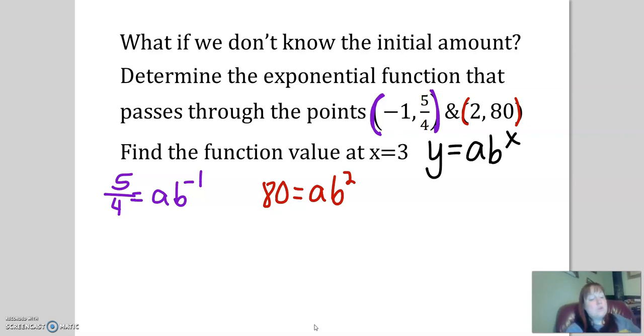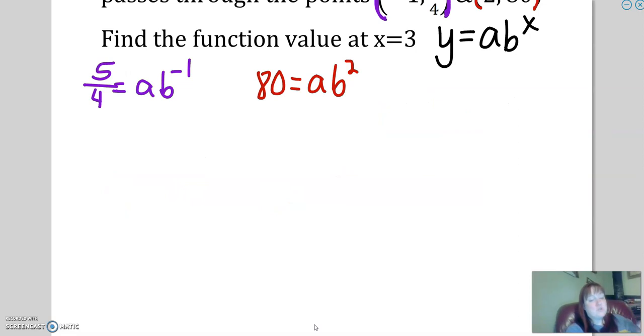Okay, so I have these 2 things, and I know both of these equations are true for some a and b. The a and b we don't know. And so now I have what we call a system of equations. Remember, we have 2 equations with 2 unknowns. We have A and B that we don't know. And the way we can solve systems of equations is by elimination.